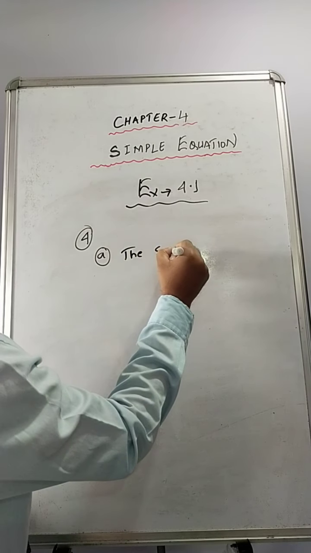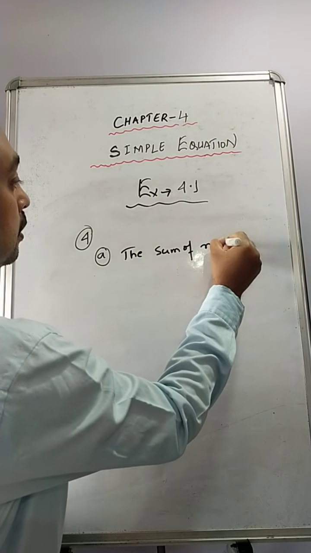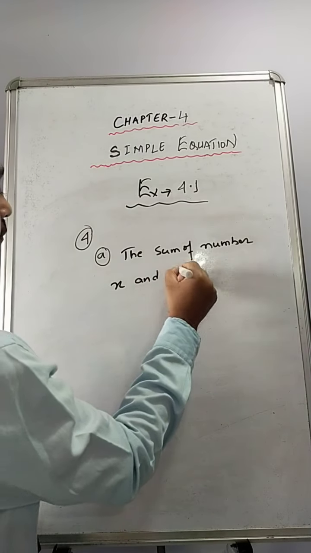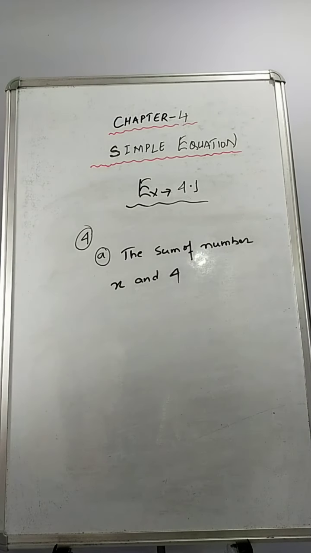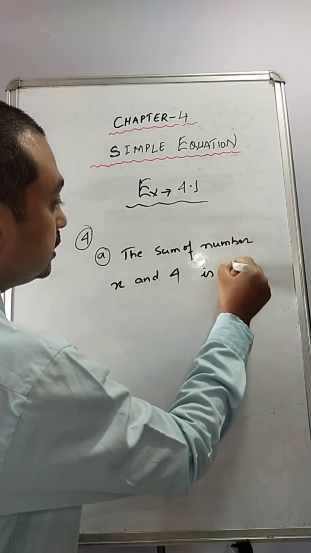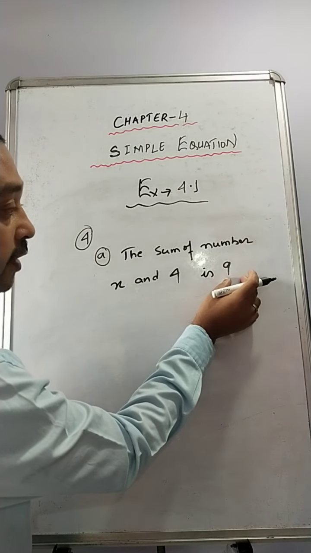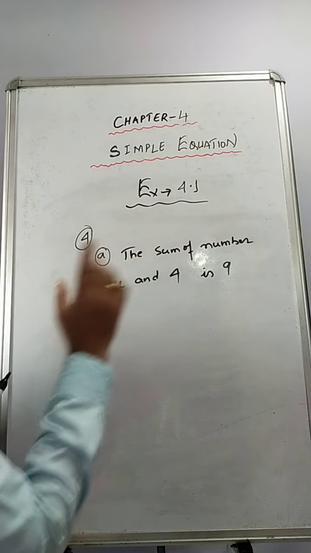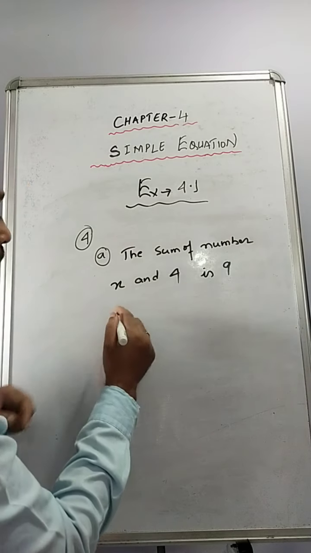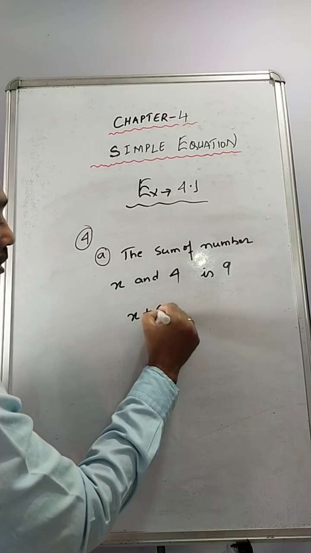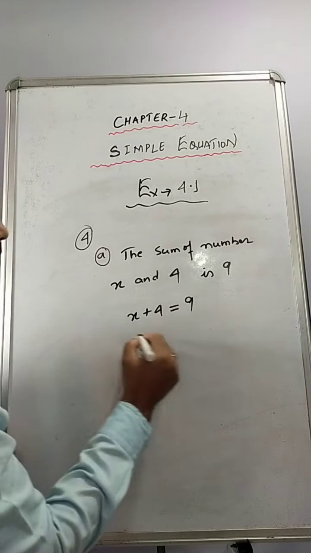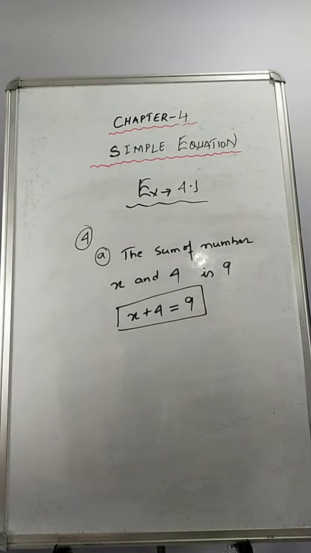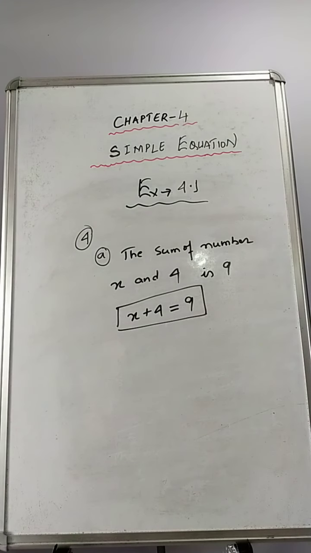The sum of number x and 4 is 9. Sum is given as 9. The sum of which two numbers? x and 4. So how do we write this statement in equation format? That is x plus 4 equals 9. So this is the equation form of this statement. Now let's move on to sum number B.